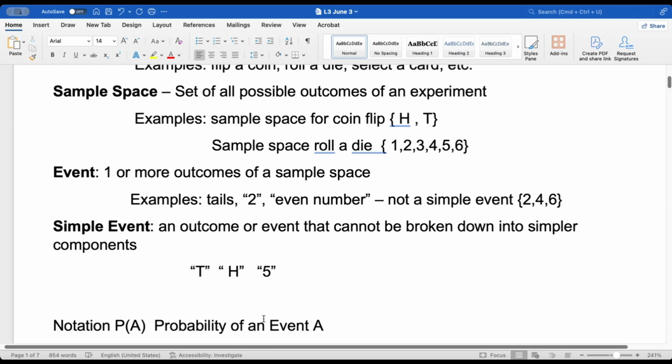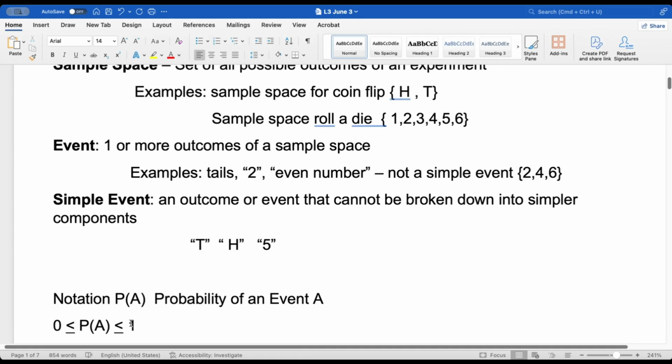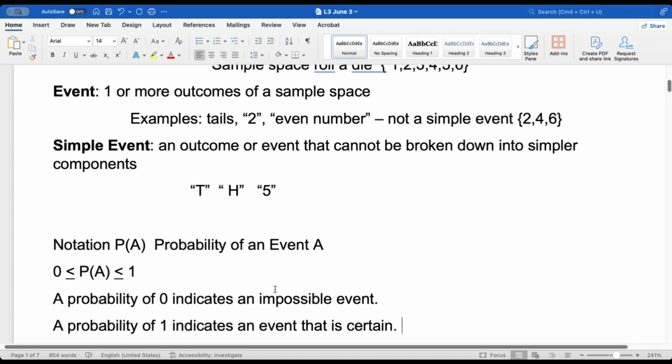A notation, P parentheses A, that is read probability of A, probability of an event A. Any probability will always be between 0 and 1. 0 representing something that's impossible, and 1 representing something that is certain, 100%.